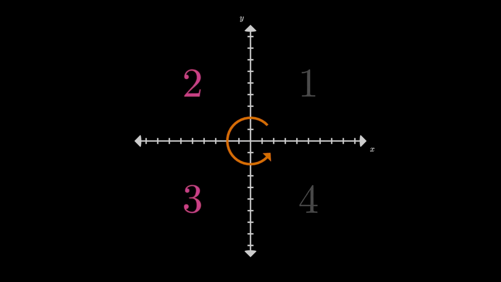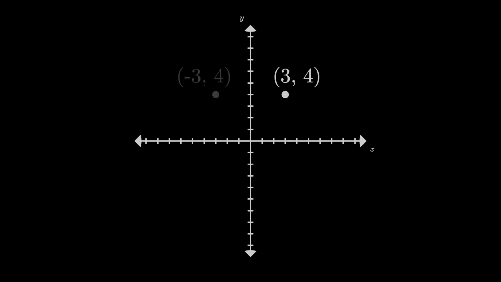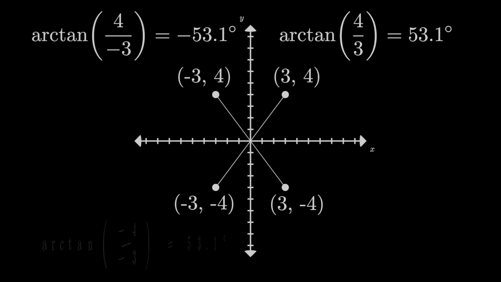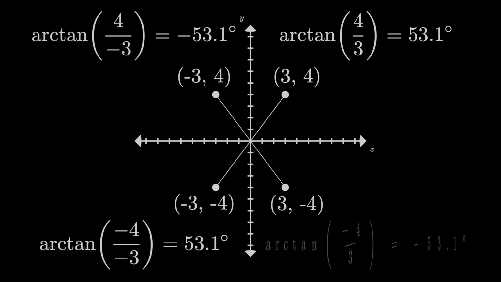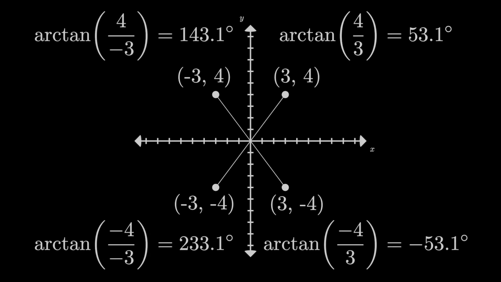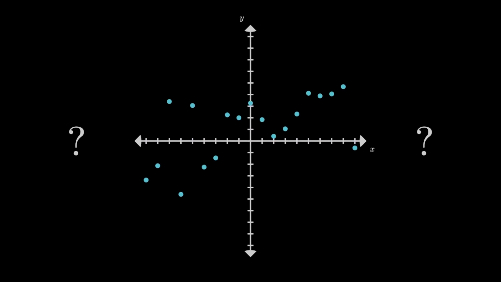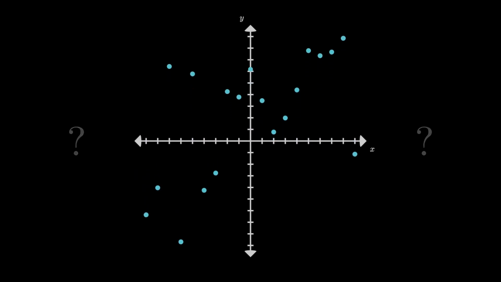Here's an example. Suppose we have the following points: 3, 4 in the first quadrant, -3, 4 in the second quadrant, -3, -4 in the third quadrant, and 3, -4 in the fourth quadrant. What happens when we take the inverse tangents of all these points? That's odd. You would think we would get this, but instead we got this. And it just has to do with the fact that you can't use a single number to encode any point in 2D space. It's just not possible.